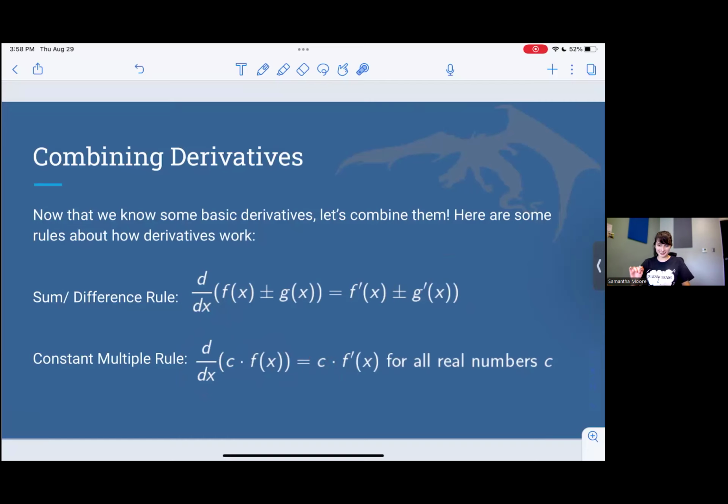I will caution you that there are other things you're tempted to do, maybe you want to try something like a product rule here, saying the derivative of a product is the product of the derivatives. That's not going to work quite as nicely, as we'll see in some of our next videos. But these are the rules that work nicely. Adding and subtracting derivatives works together nicely, and multiplying a function by a constant works nicely with derivatives.